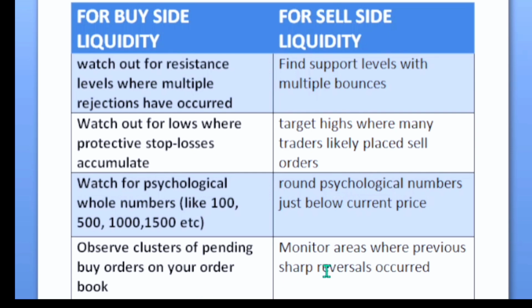You understand? And for the sell side, you also have to monitor areas where previous sharp reversals have occurred. Don't enter your sell order at such points, because they will create a false breakout, make people think, oh, the market is definitely going to go up. And after they've done that, they will make the market go down again. So you do not enter at that point, you enter slightly above, so you don't lose your liquidity to the institutional traders.